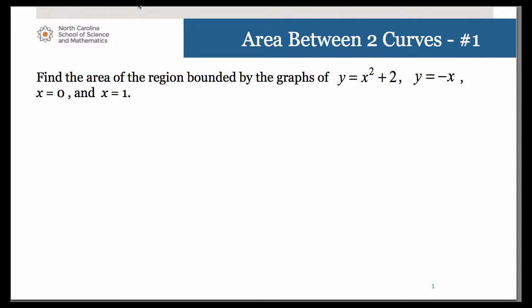Hi everyone, I have for you here an example problem of finding the area between two curves. So we're asked to find the area of the region bounded by the graphs of y equals x squared plus 2, y equals negative x, x equals 0, so that's the y-axis, and then also the vertical line x equals 1. So the first thing you'll want to do is go ahead and graph these on your graphing calculator.